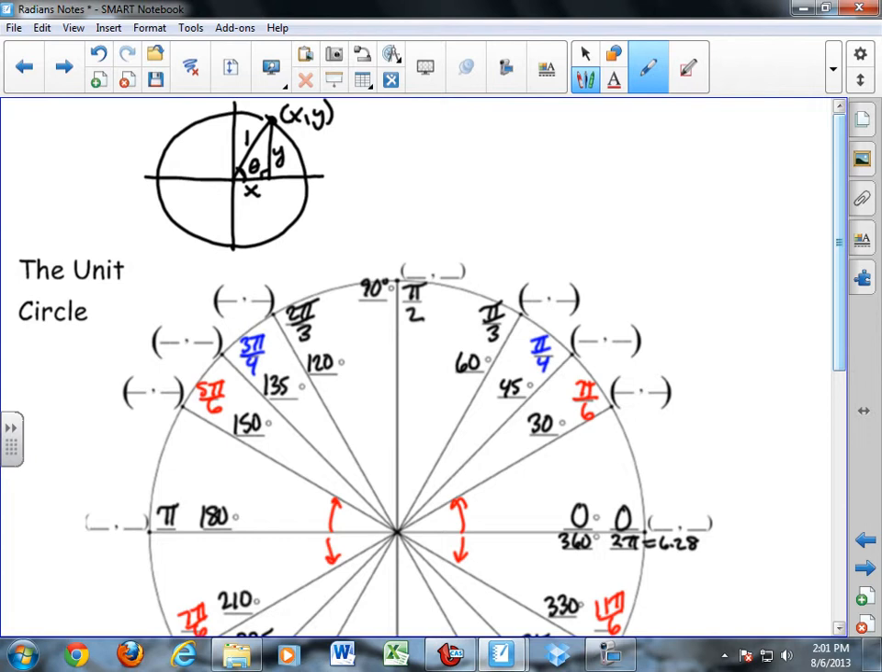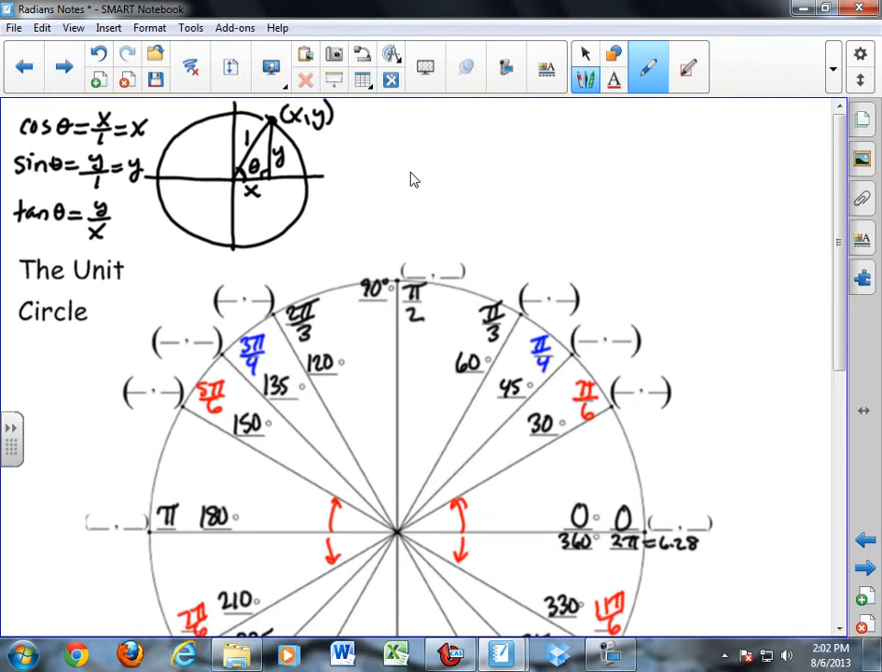And since it's a unit circle, my hypotenuse is 1. That means if I find trig values, cosine of theta is equal to x over 1, which is just x. Sine of theta is equal to y over 1, which is just y. And tangent of theta, which we'll talk about more tomorrow, is y over x, because we're talking about adjacent over hypotenuse for cosine, opposite over hypotenuse for sine, opposite over adjacent for tangent.